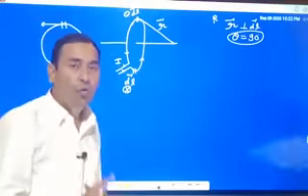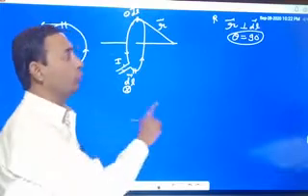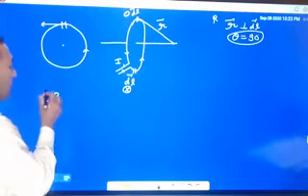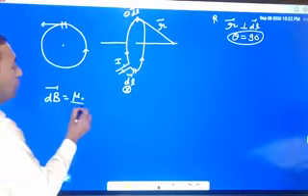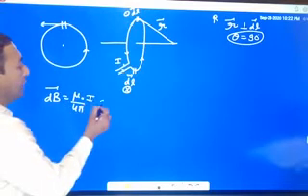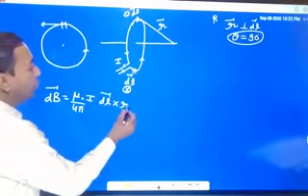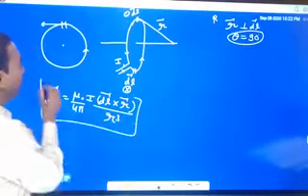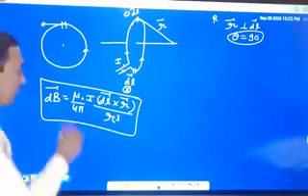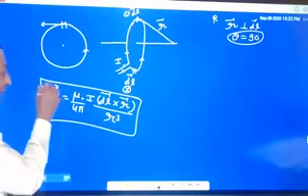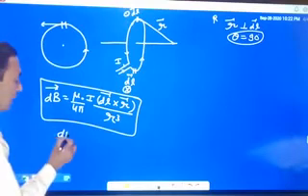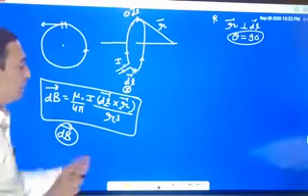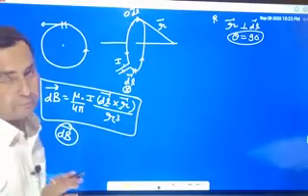And in vector form of Biot-Savart's law, we write that dB vector equals mu naught upon 4 pi I dl vector cross r vector divided by r cube. This is the vector form of Biot-Savart's law. Here by this formula we can say that the direction of dB vector is perpendicular to the plane made by dl vector and r vector.